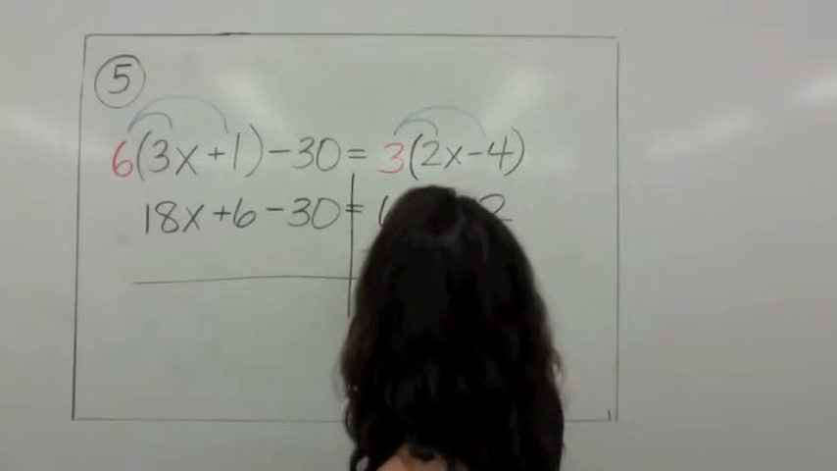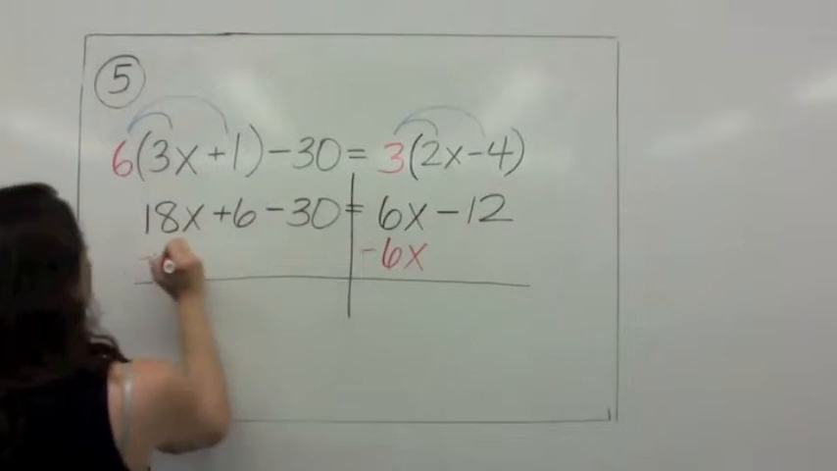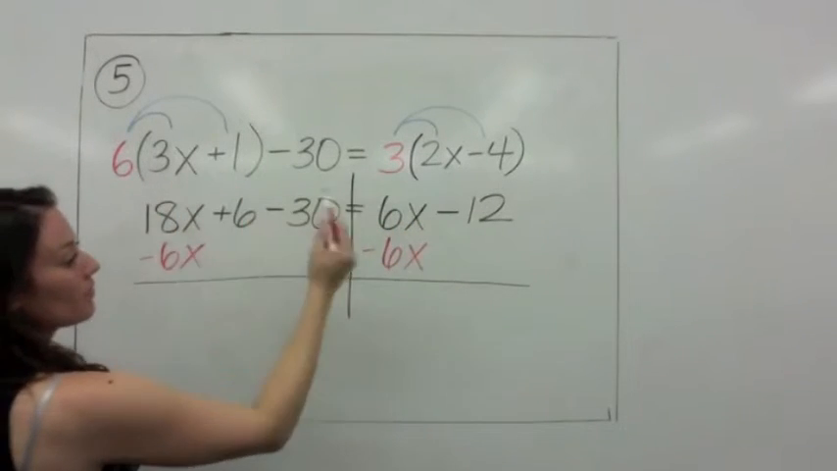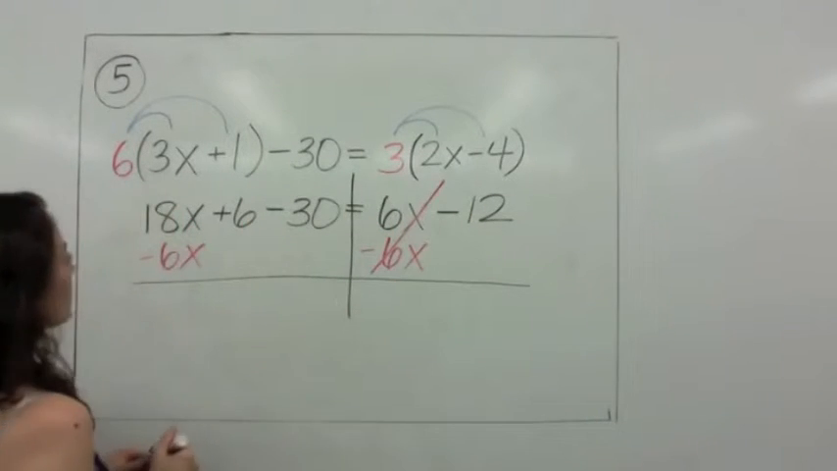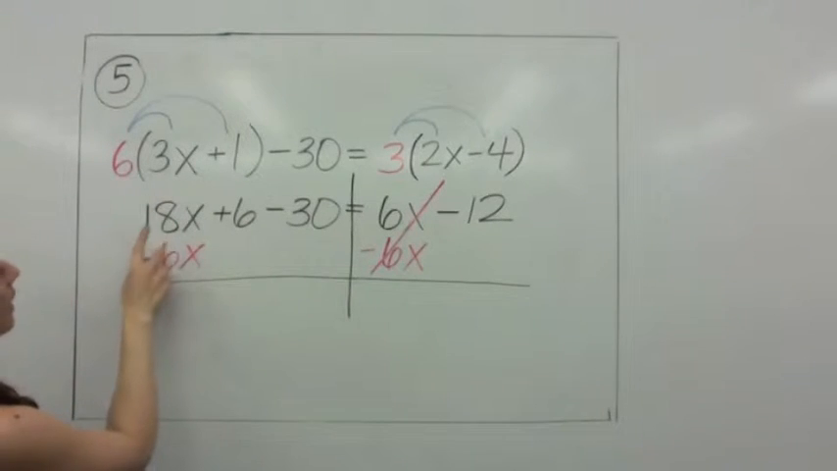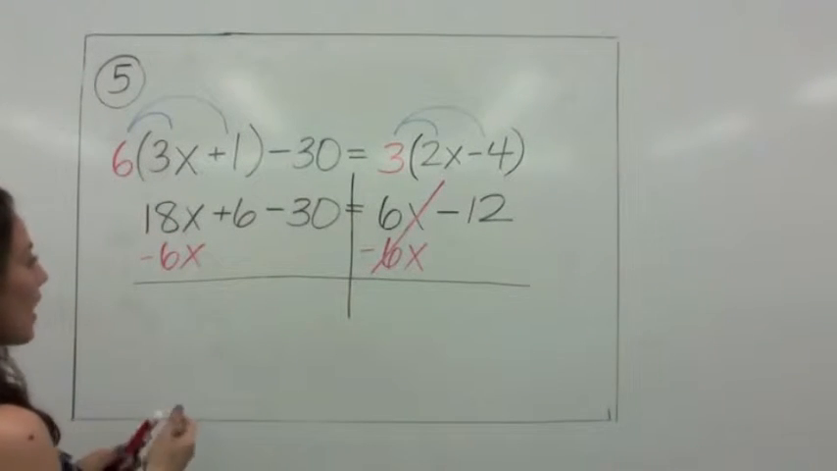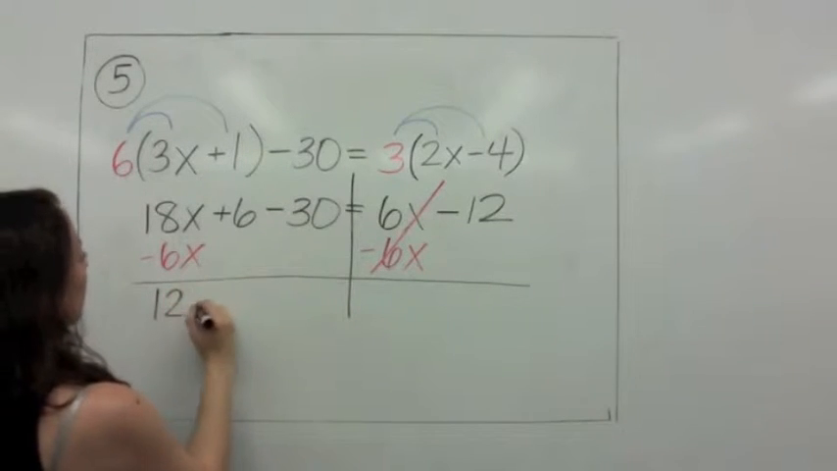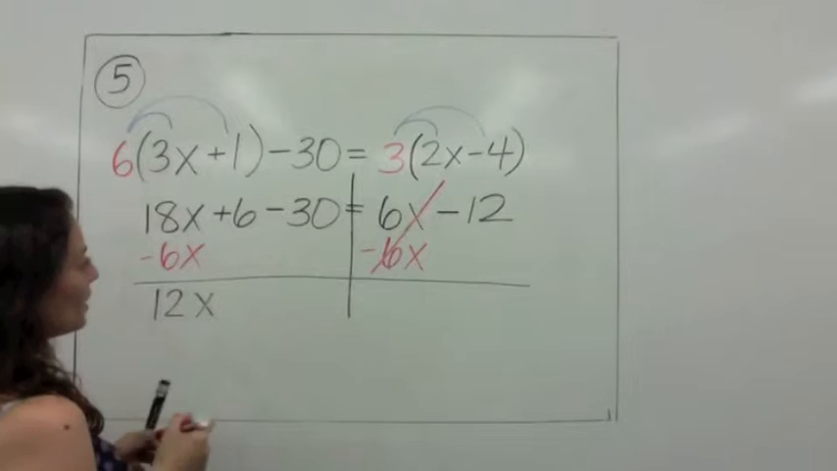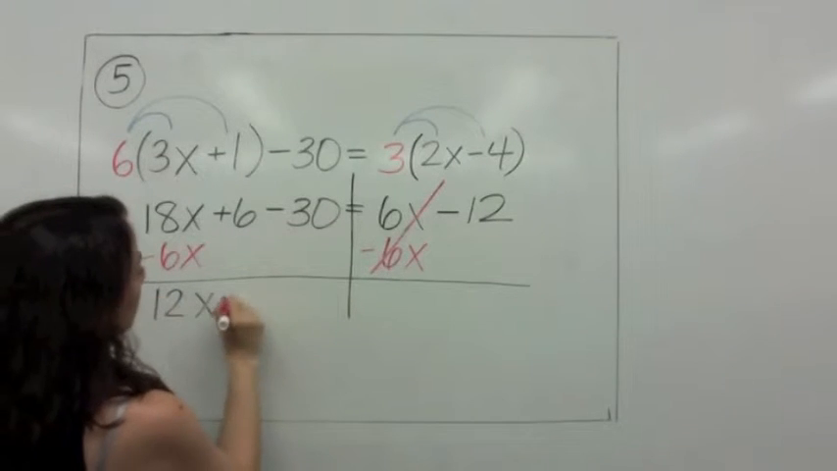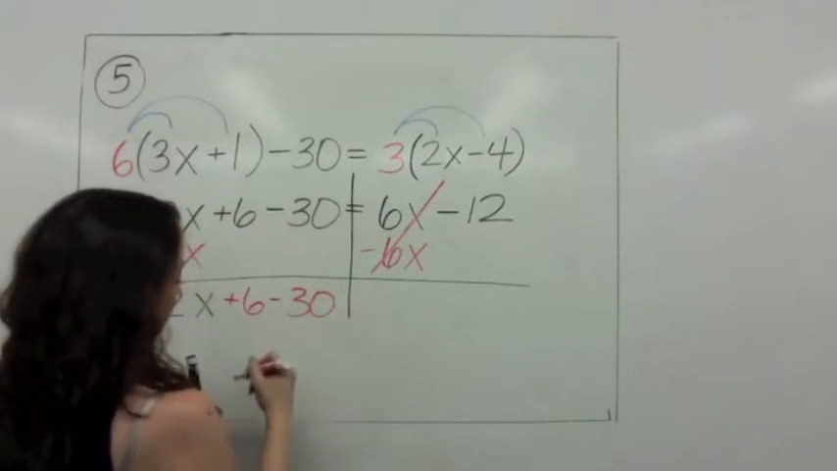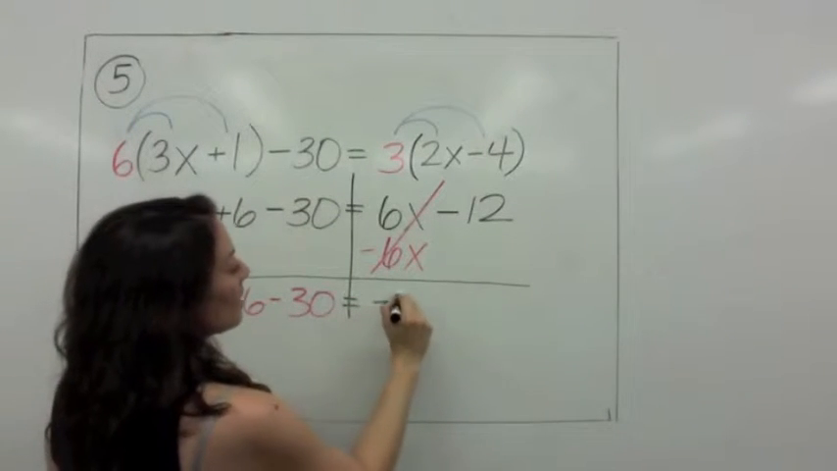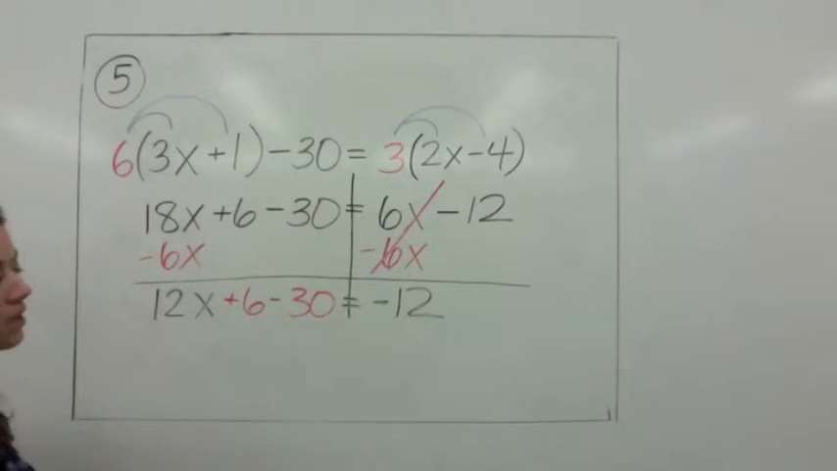So what's the opposite of positive 6x? It's negative 6x. So if you subtract 6x from both sides, the 6x you're pretty much moving over to the left, so positive 6x and negative 6x goes away. And then subtract 18x minus 6x, which is 12x, you are right, okay? Bring down, I'm going to go ahead and make these red, positive 6, negative 30. And this is going to equal, what's left over here is a negative 12, all right?